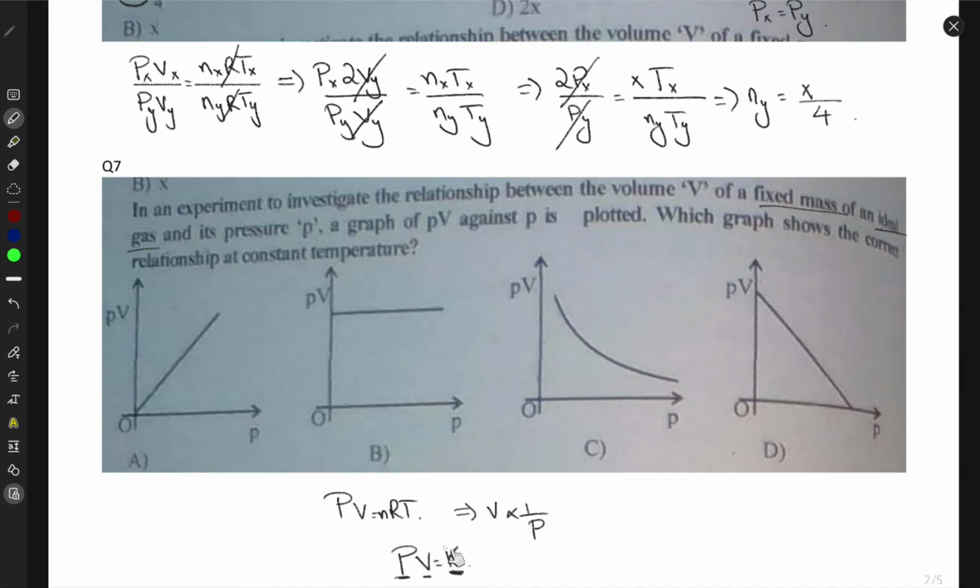So if I look at these graphs, which graph gives just one constant value every time for every P? It's this one, right? Because at this value of P, PV is this particular value. For this value of P, PV is still this particular value, so you can see clearly that at every P the value of PV is just some constant. Let's call it K. So the correct option is option B.